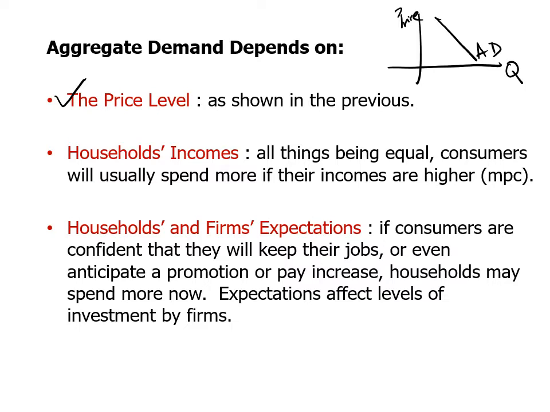Household incomes. All things being equal, consumers will usually spend more if their incomes are higher. It only makes sense, right? I earn more, I spend more. Then there's the marginal propensity to consume, especially domestically. If my marginal propensity to consume domestically is high, the aggregate demand curve would be very high and more elastic.